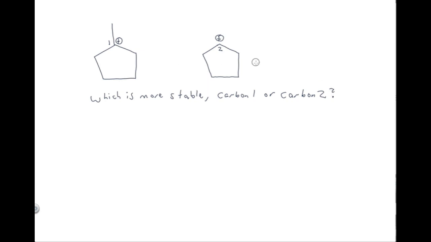Pause the video and answer this question. Well, here we have a tertiary carbocation, and here we have a secondary carbocation. We know that a tertiary carbocation is more stable because it's surrounded by more electron-donating carbon chains. So in this case, the answer would be that carbon 1 is more stable because carbon 1 is tertiary, whereas carbon 2 was secondary.